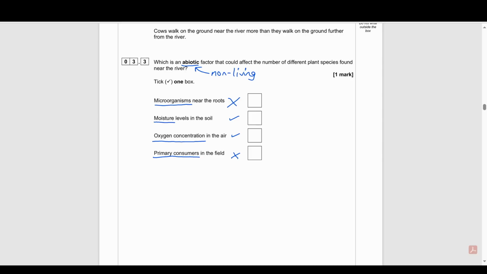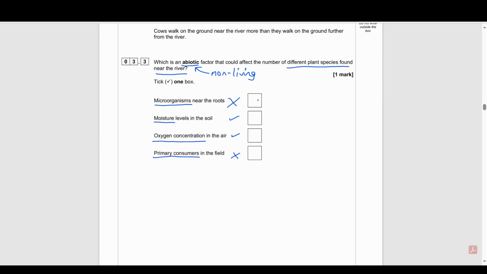So let's read the question again and see if there's something in there that can help us choose the right answer. Which is an abiotic factor that could affect the number of different plant species found near the river? Well, what's going to help the plant species to grow? Because if it helps the plant species to grow, we would expect more of them to be there. Well, moisture levels in the soil, that will definitely help the plants to grow because the plants need water and they get that from the soil.